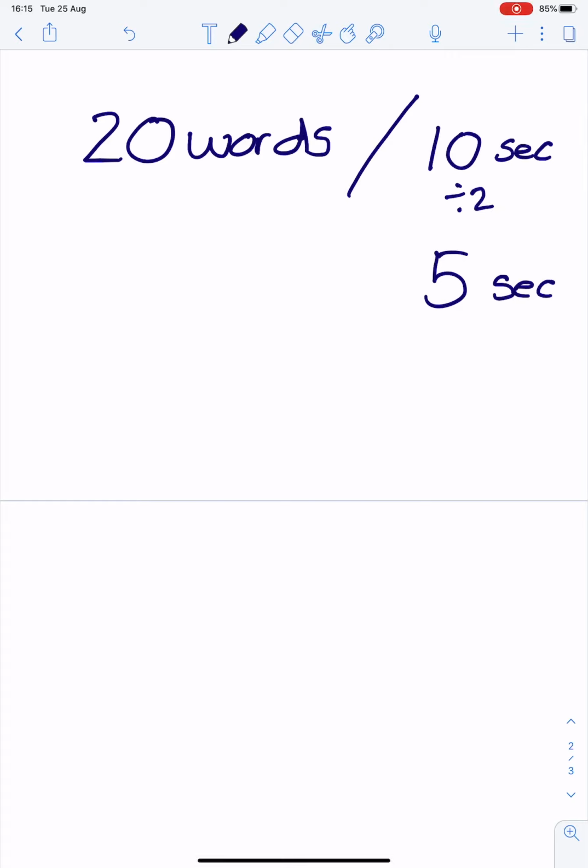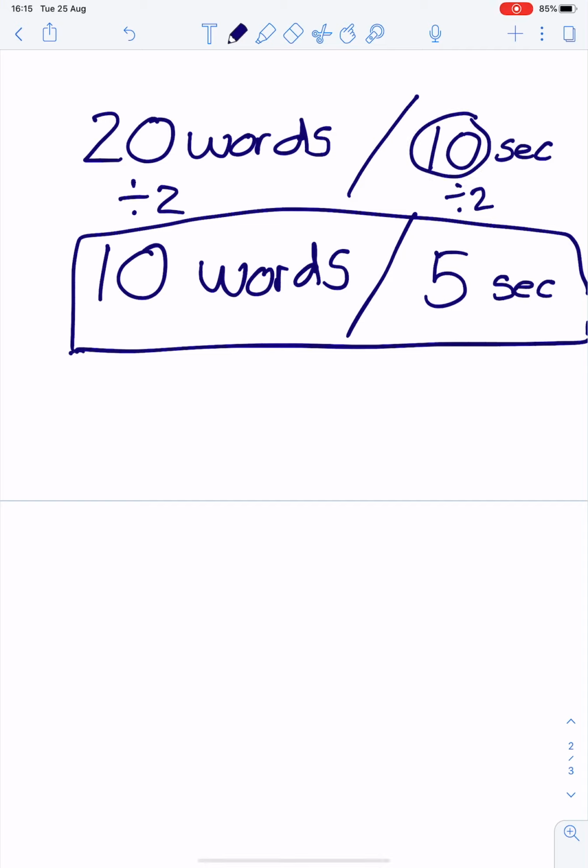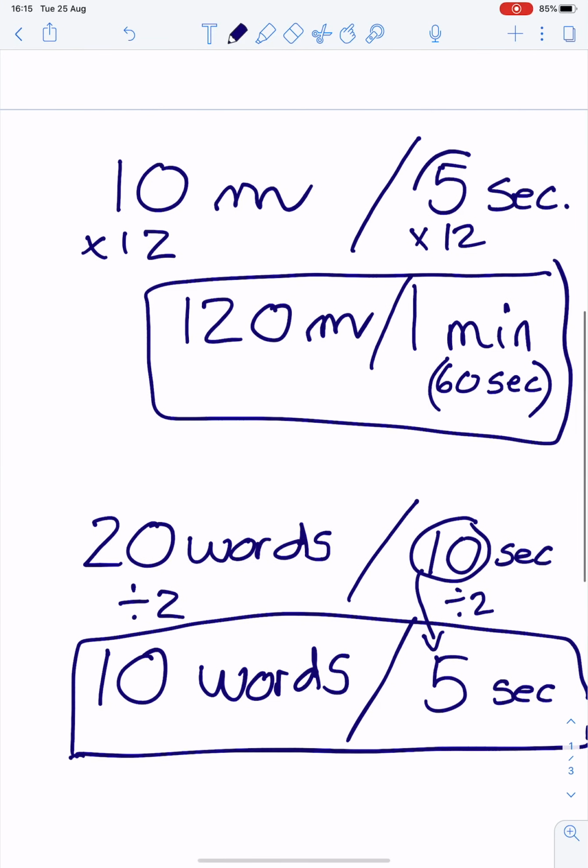And what I do to one side, I must do to the other. So I must divide this side by 2 or cut it in half as well. And 20 divided by 2 is 10. So there is my answer. If I write 20 words in 10 seconds, I will write 10 words in 5 seconds. So remember, if this number is getting smaller, then we divide. Whereas if we look back at this one, if this number is getting bigger, then we multiply.